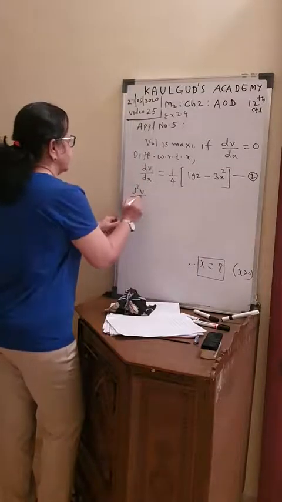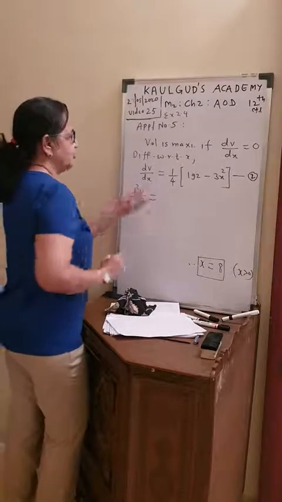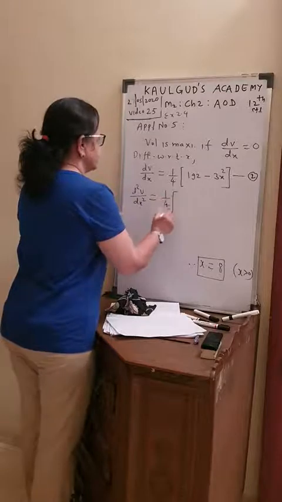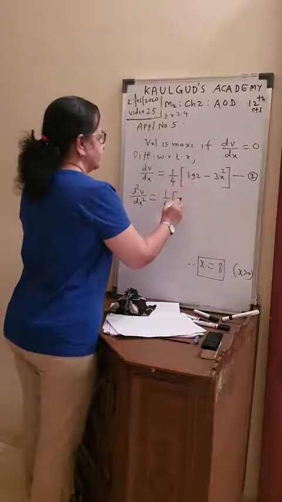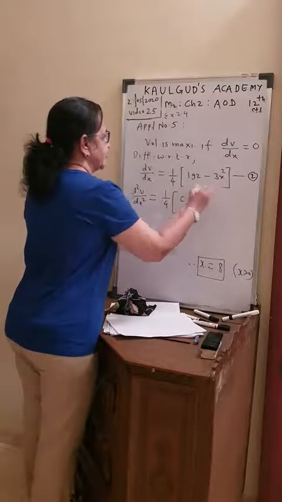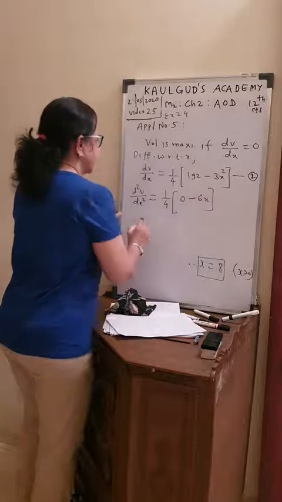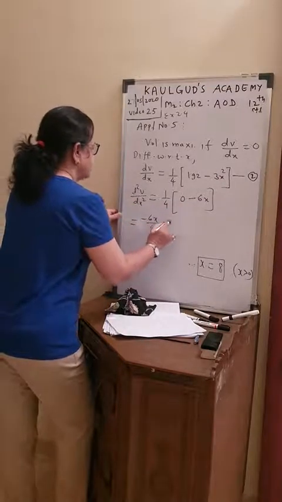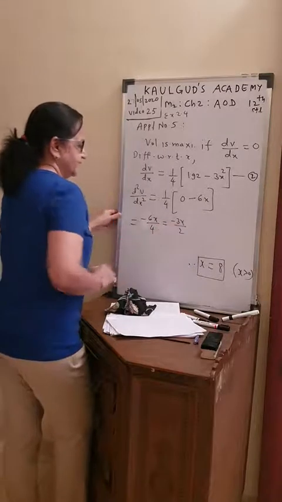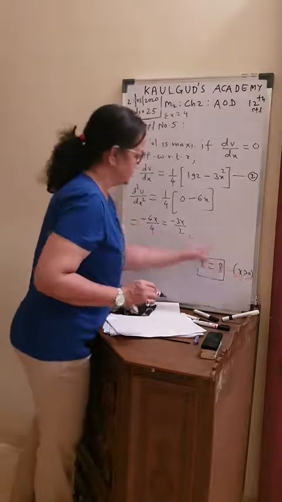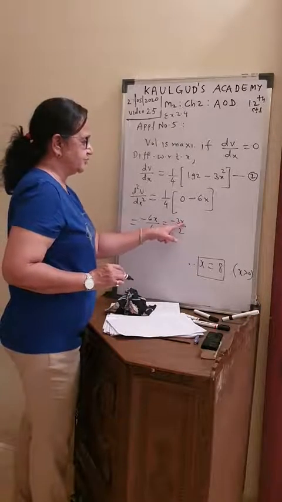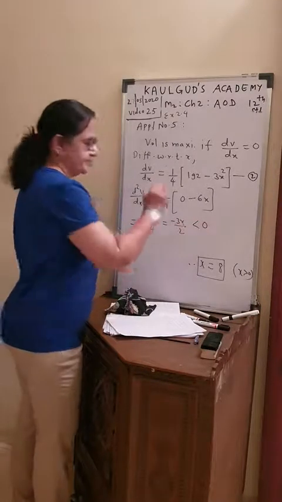Now, what is the second derivative, d2v by dx square? I go back to equation number 2. 1 by 4 is a constant, no change. 192 is alone, so derivative is 0. Minus 3 into 2x, 6x. So it is minus 6x upon 4, or that is minus 3x upon 2. But you know x is positive. So minus 3 by 2 into positive, minus into plus, it is going to be negative.